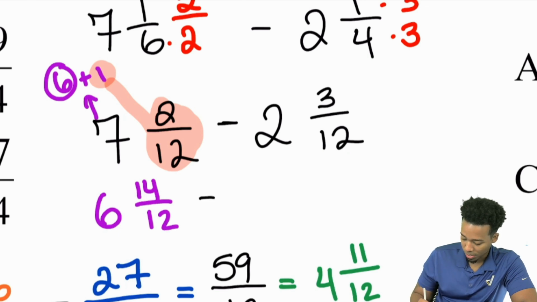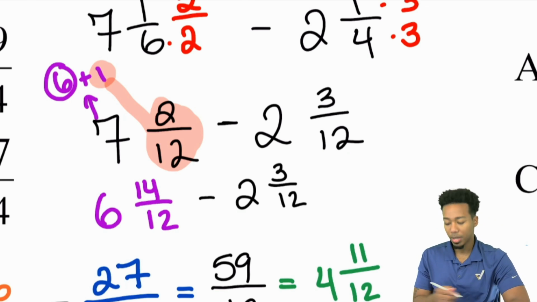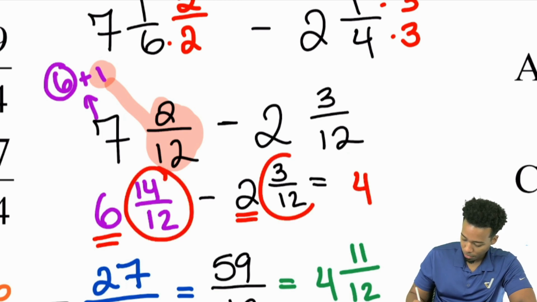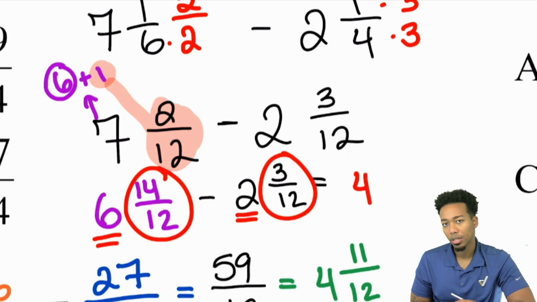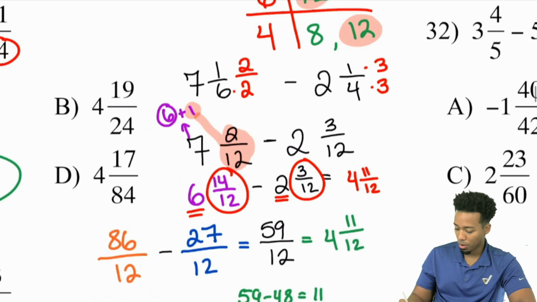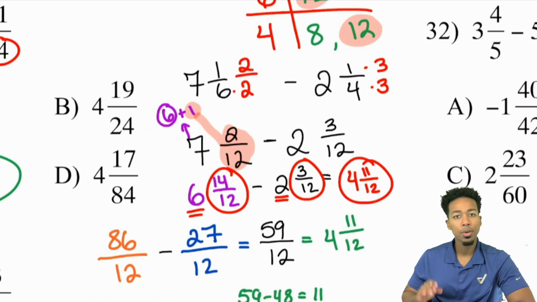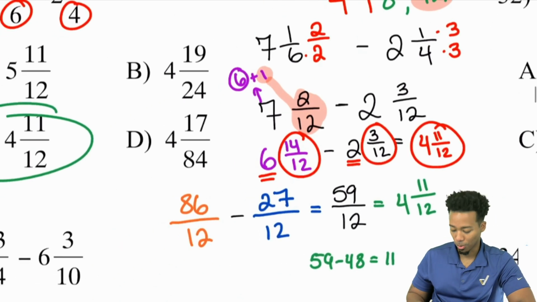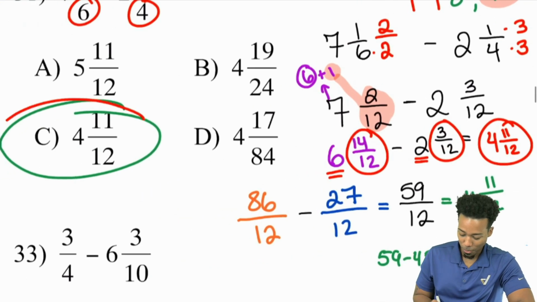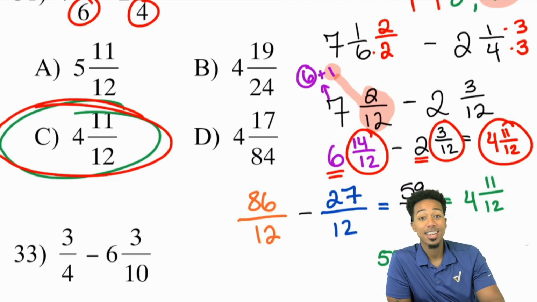Now look at the beauty of this. Look at how much easier this becomes. Because now what I'm looking at is this, my party people. 6 minus 2 is 4. 14 over 12 minus 3 over 12. 14 minus 3 is 11 over 12. So notice how we didn't have to do all that work. We just had to do a small little detour versus doing this whole thing, right? And so we can reinforce that C is the answer.